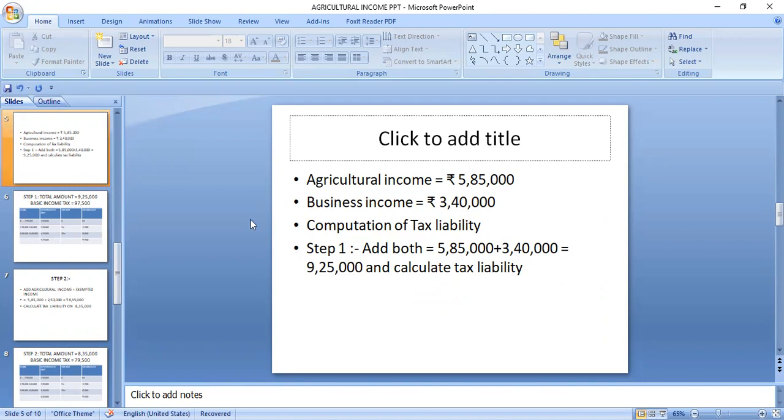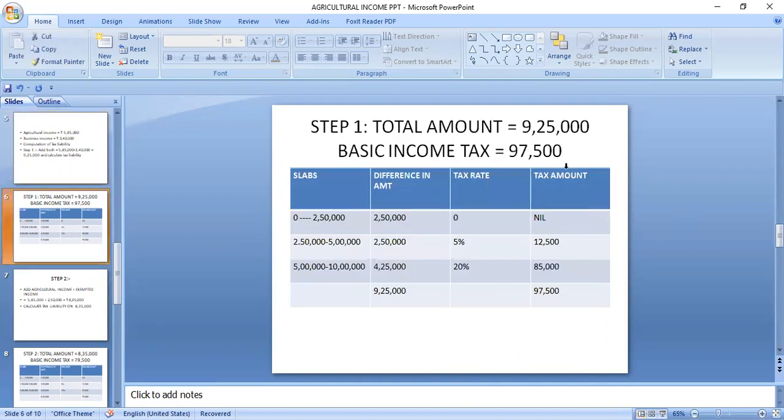So remember, income from tea plant 60-40, income from coffee plant 60-40, income from rubber 65-35. Right. Now next, this is the table to calculate basic income tax. As you know, the slab rate: 0 to 2.5, difference 2.5, tax rate is 0, tax amount is nil. 2.5 to 5, difference is 2.5, we have to calculate 5% on 2.5. The tax amount is 12,500.